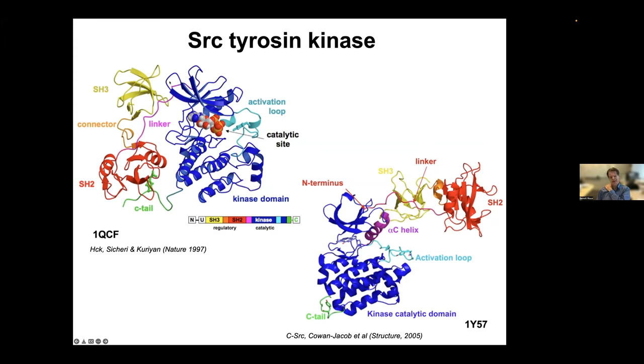But certainly in the inactive state, they need to be back here. And in fact, this SH2 domain binds to the C-terminus tail, which has a tyrosine that's phosphorylated. And when you mutate this like that, the kinase is permanently activated and you can get cancer. In fact, this was the first oncogene discovered, in the late 70s by Harold Varmus: if you truncate this green tail here, you get cancer automatically.